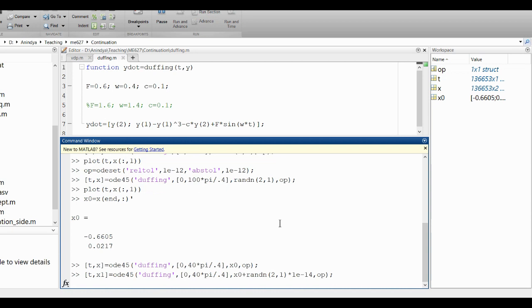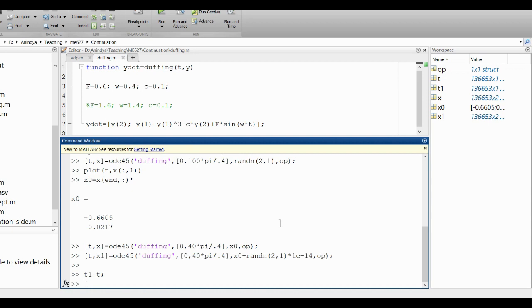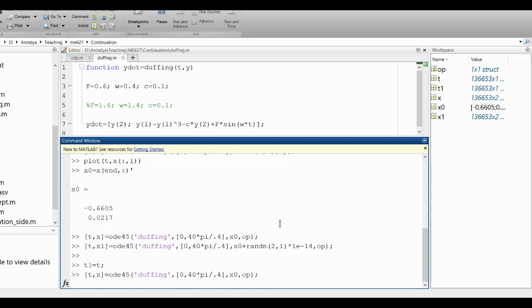Oh, I made a mistake. I'm sorry, I made a mistake. Okay, doesn't matter. I'll just do it again. I will say t1 equals t. I have to save that because even the t values will be different. So I have to just run that again. Okay, I hope you understand what I'm doing. So there is a t1 and an x1 which corresponds to a solution which is very slightly different, and there is a t and an x.